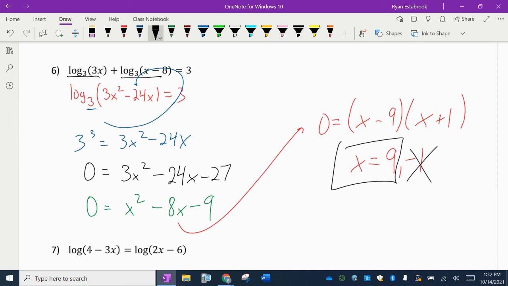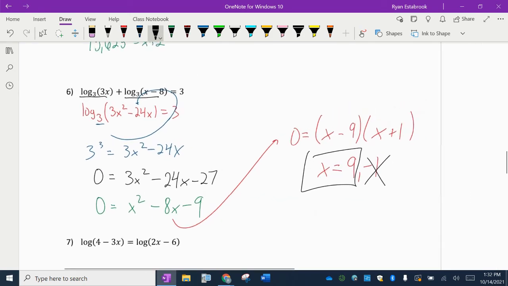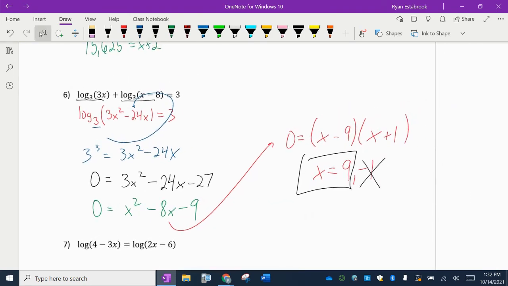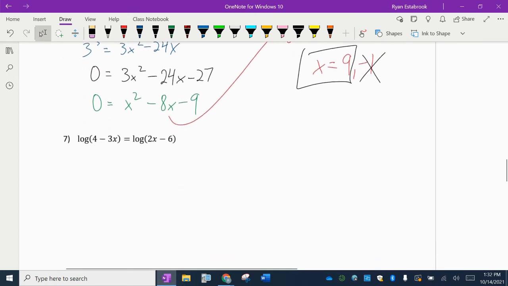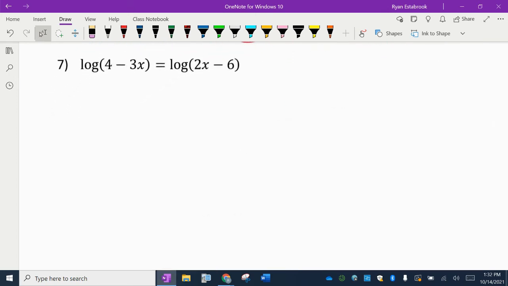And if you get only one answer, can you assume that that is the real answer? So question, if you only get one answer, can you assume? I wouldn't do that. Hint, hint, wink, wink. Number 7.